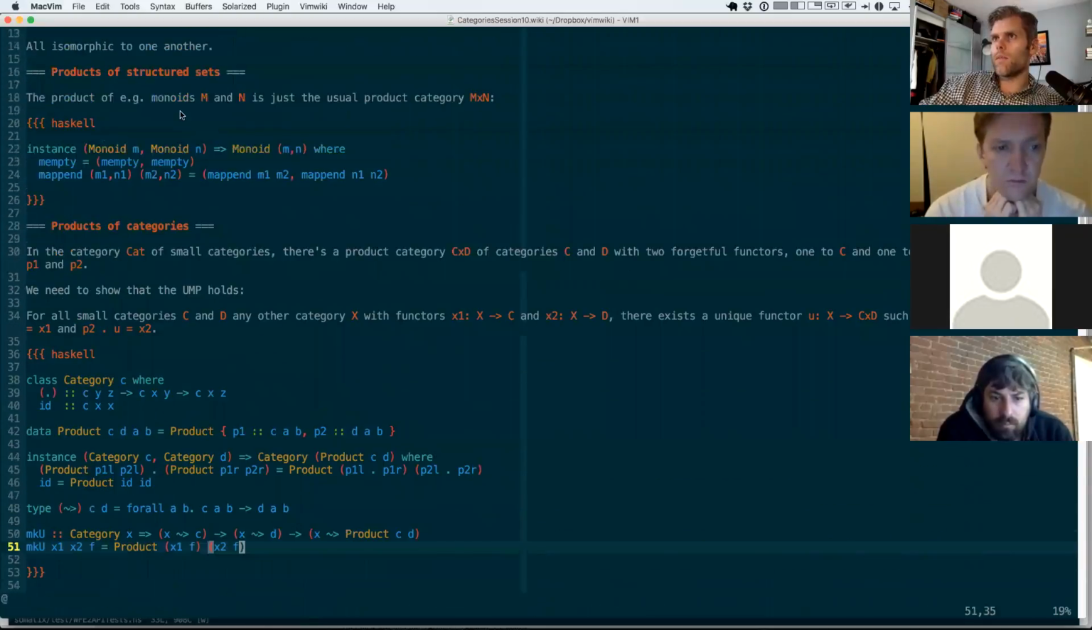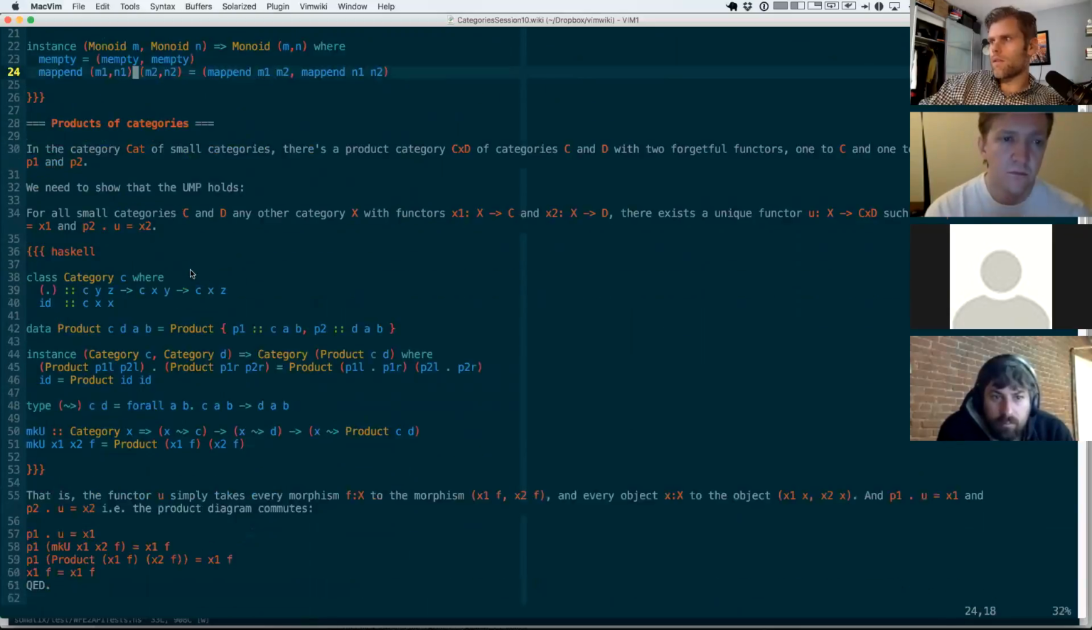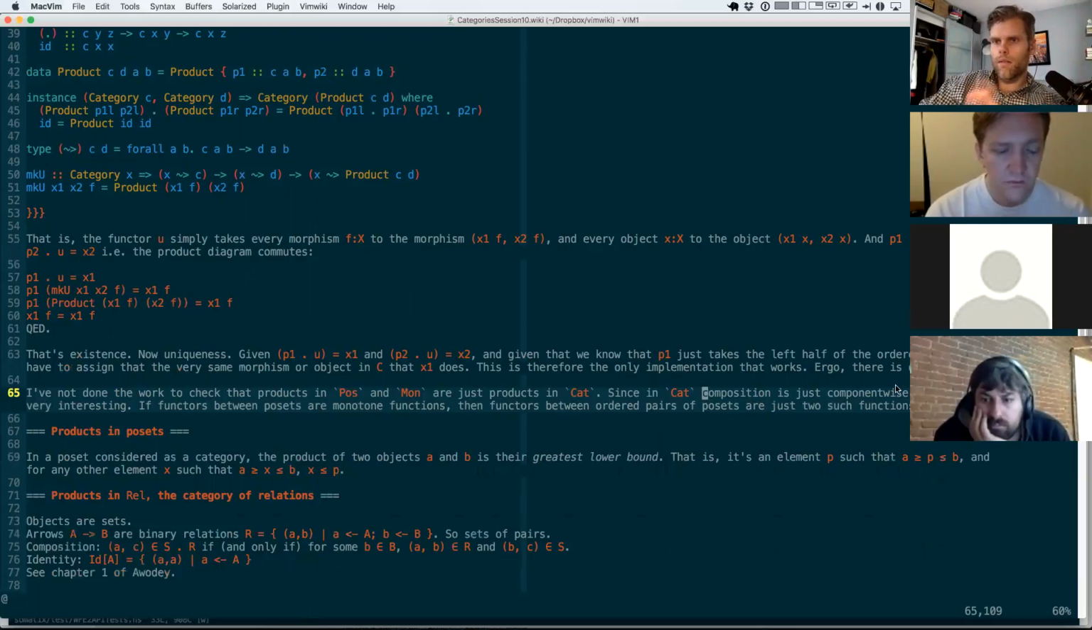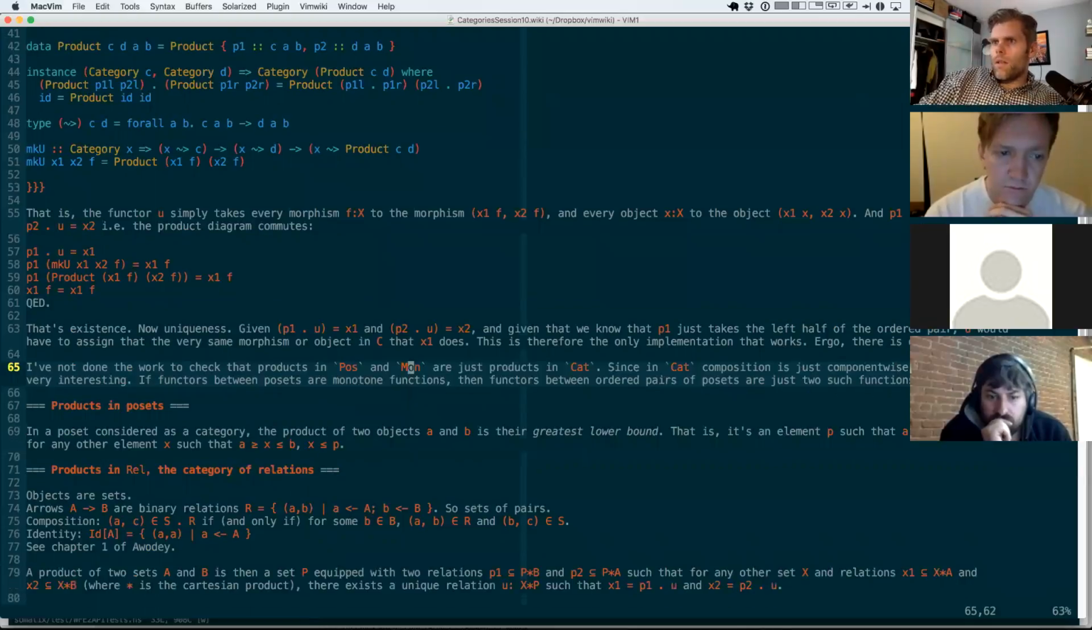I kind of show it up above here, that the product of two monoids is pairwise like this. Yeah, so since in the category of small categories, composition is just component-wise, it's just on the pairs. These proofs I don't think they're very interesting. So the functors between different posets are monotone functions. Then functors between ordered pairs of posets are pairs of monotone functions. And likewise, if functors between monoids are monoid homomorphisms, then functors between pairs of monoids are pairs of monoid homomorphisms. Okay.